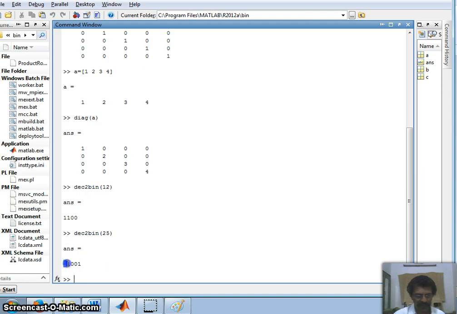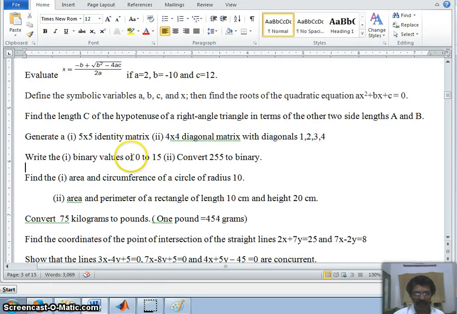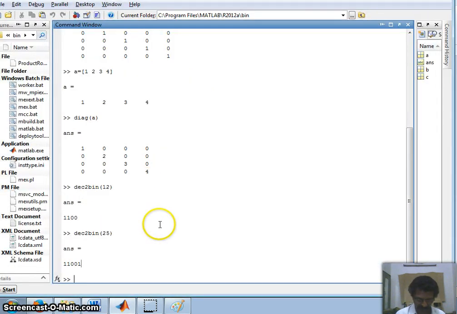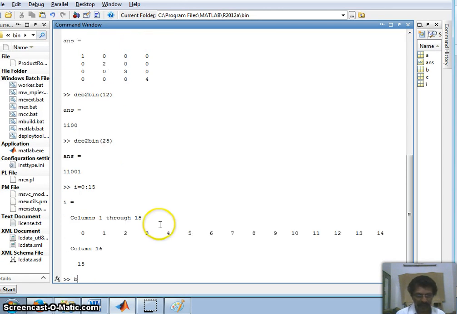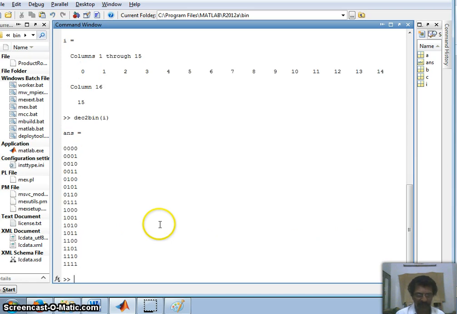So this weight is equal to 16, and this one, 1001, is 9. 16 plus 9 is 25. Now what is asked? Now we want the binary values of 0 to 15, all the 15 numbers. Therefore I will create a vector from 0 to 15. Okay, now I want the decimal to binary of all the values.